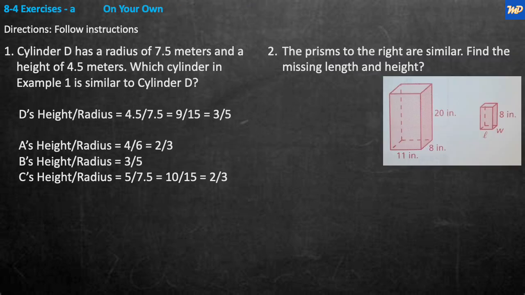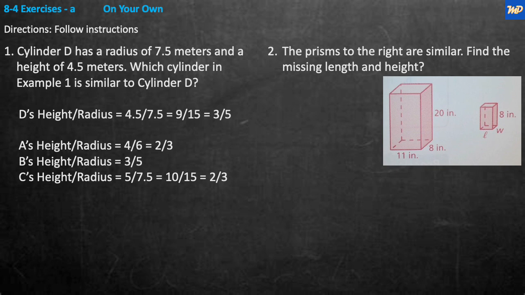Okay, in exercise A, we're going to do this on your own. There are 2 problems. Follow instructions, it says. Cylinder D, so imagine a cylinder they're not showing us a picture of, has a radius of 7.5 meters and a height of 4.5 meters. It's similar to the problem in example 1. Which cylinder in example 1 is similar to cylinder D? So you're going to come up with that. And there's some information here to make it easier for you to find instead of going back and forth in the video. And then for problem 2, it says the prisms to the right are similar.